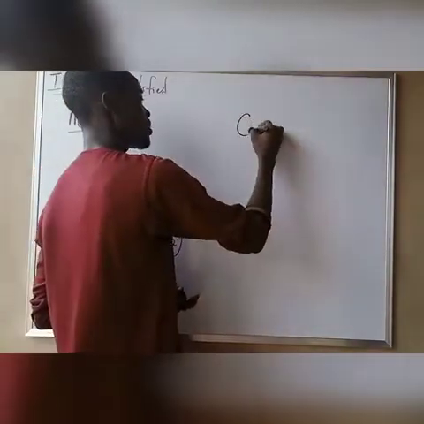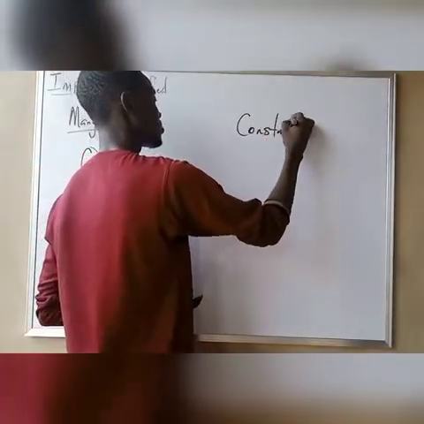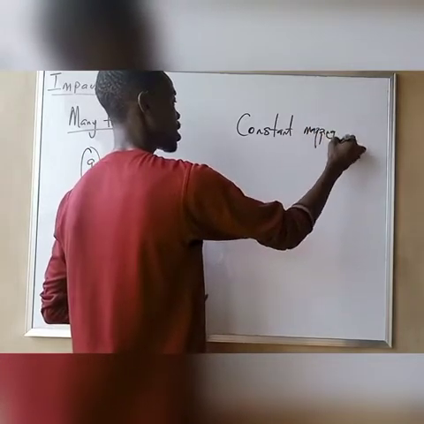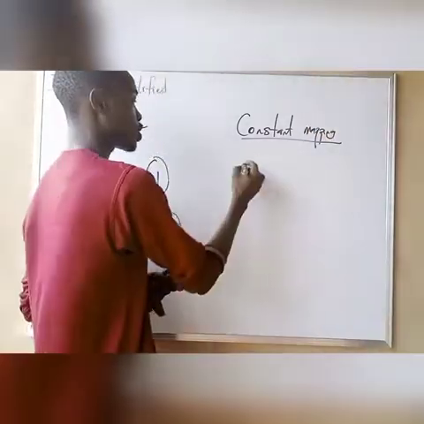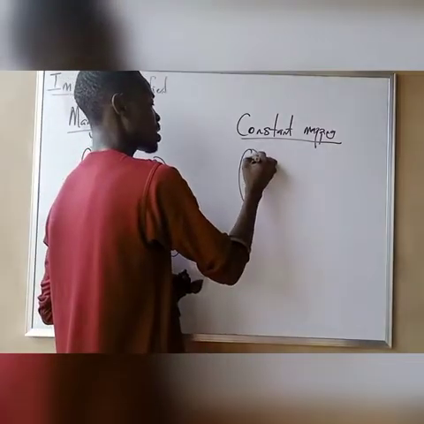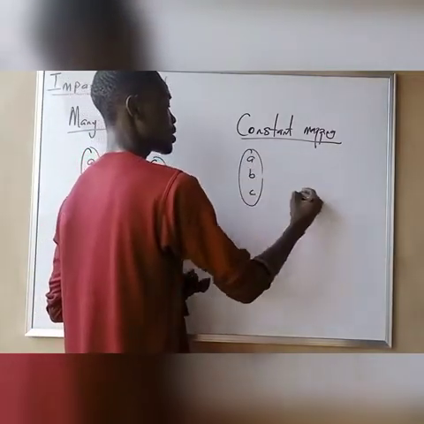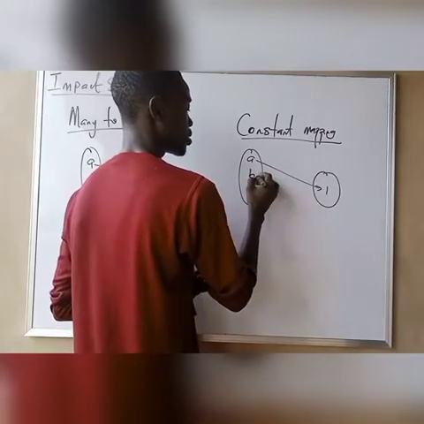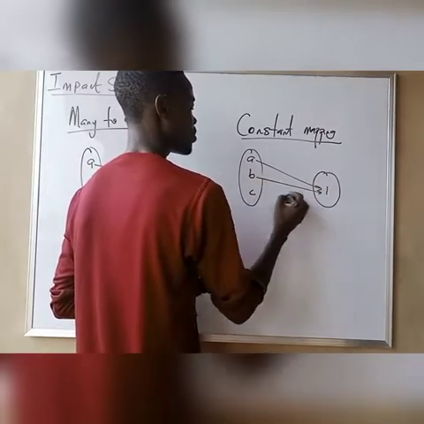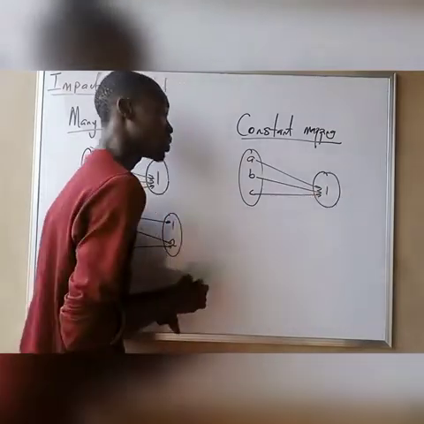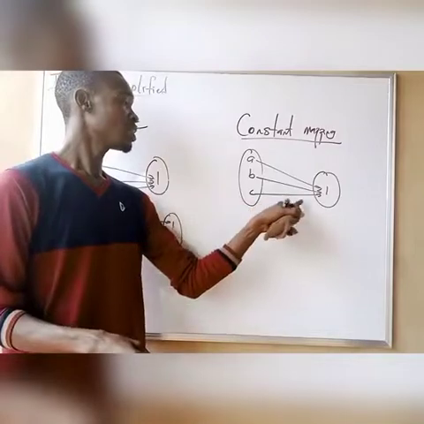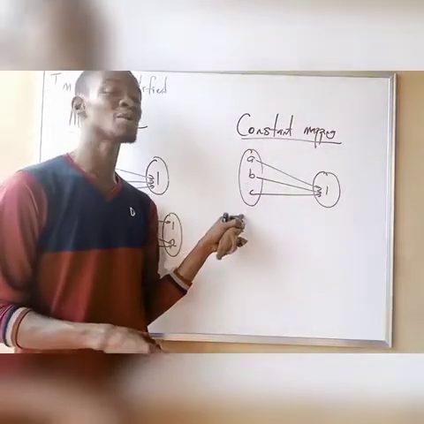And without wasting time, let us look at the meaning of constant mapping. If we are talking of constant mapping, I will just explain with the graphical representation. So if we are having a constant mapping, let's say we have A, B, C, and here we have 1. This is A to this, we have B to 1, and we have C to 1. This also is a constant mapping.